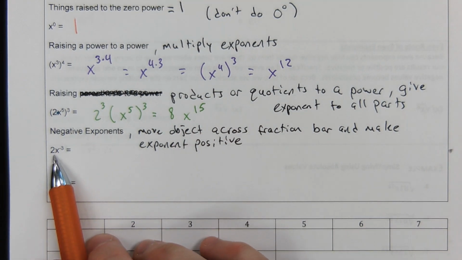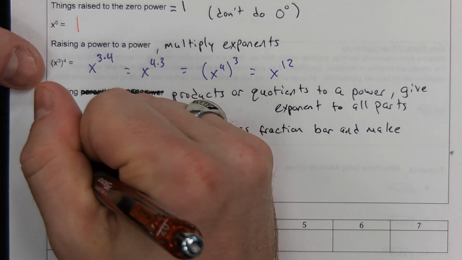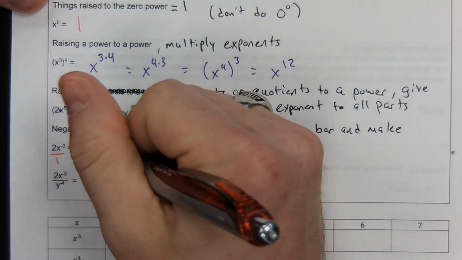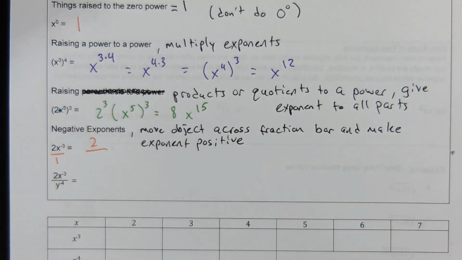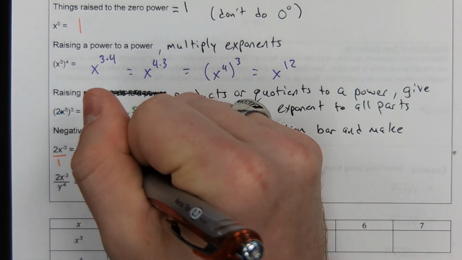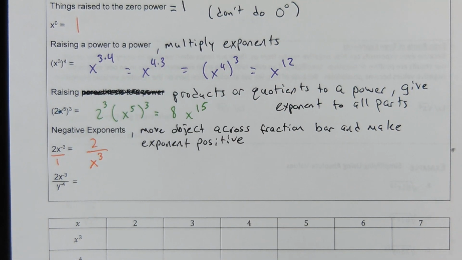The 2 doesn't have a negative exponent. By the way, here's the fraction bar that we're talking about. The 2 doesn't have a negative exponent. That means the 2 gets to stay right where it is, on the top of this fraction. But the x did have a negative exponent, so it has to go to the bottom, and then its exponent is positive. And there we go.